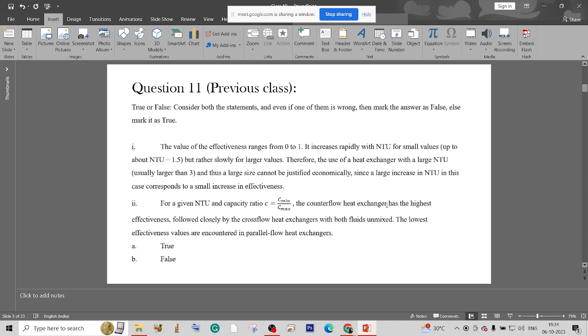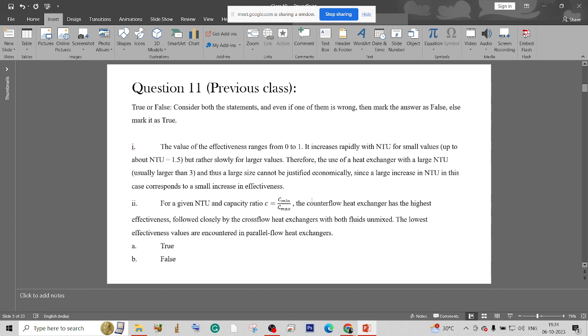So this statement is true, since a large increase in NTU in this case corresponds to a small increase in effectiveness. When we go for larger values, the change in effectiveness will be very small, and we'll also need a large heat exchange area, so that is not feasible economically. So this statement is true. And for a given NTU, the capacity ratio is C minimum upon maximum. The counterflow heat exchanger has the highest effectiveness, followed closely by cross flow with both fluids unmixed, and the lowest is for the parallel flow heat exchanger. That is also true. So both of the statements are true. That means it will be option A. That is true.